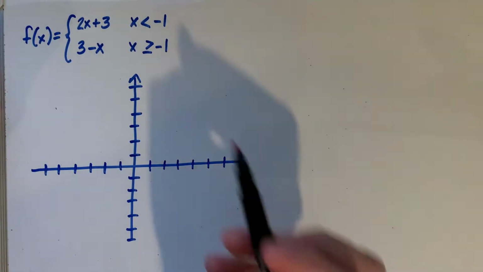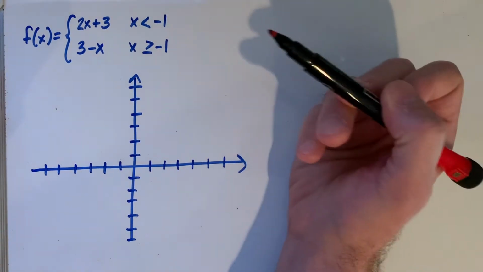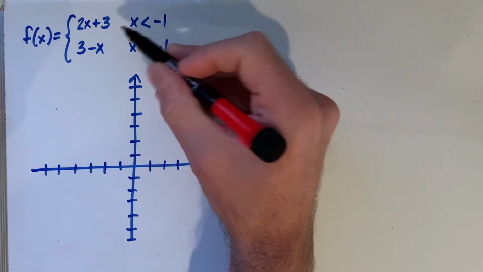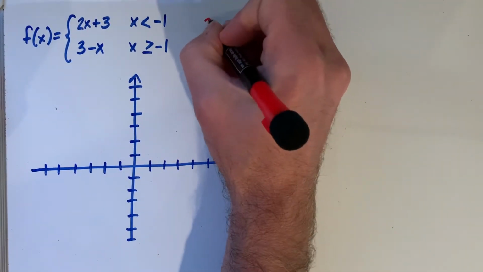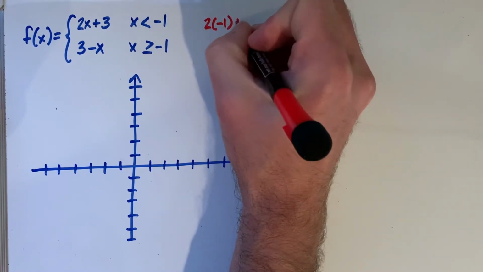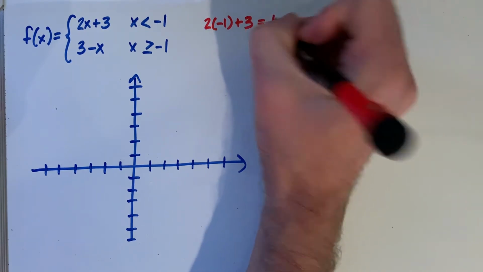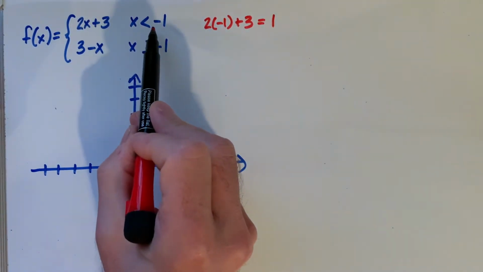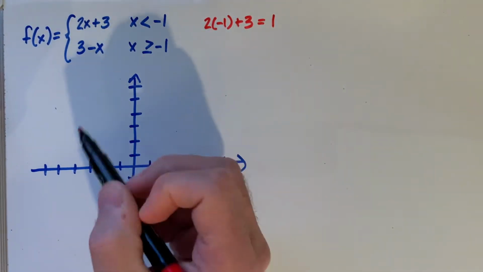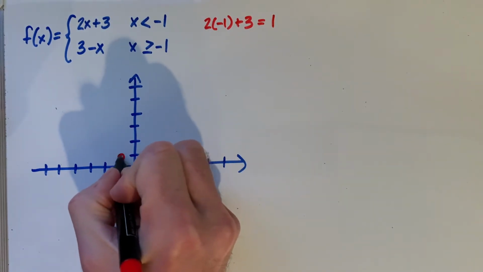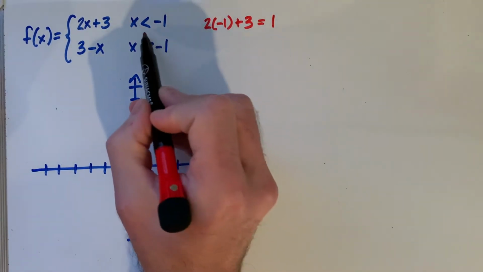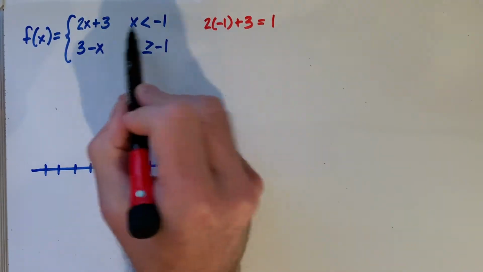I like to make one of the points at this endpoint here. So if I look at -1, we've got 2 times -1 plus 3, which is -2 plus 3. That's going to be 1. So this is going to end at the point (-1, 1), and it's going to be an open circle at (-1, 1), because this is not defined at -1 here.